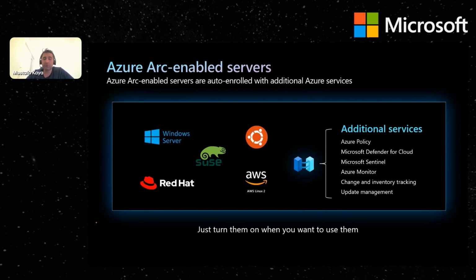You can utilize Azure Policy. You can use Defender for Cloud, Microsoft Sentinel, Azure Monitor, change and inventory tracking, update management, and new services are coming. So that's not mandatory. These are additional services. You enable your VM, your server. After that, you just turn on one of them when you want to use it.